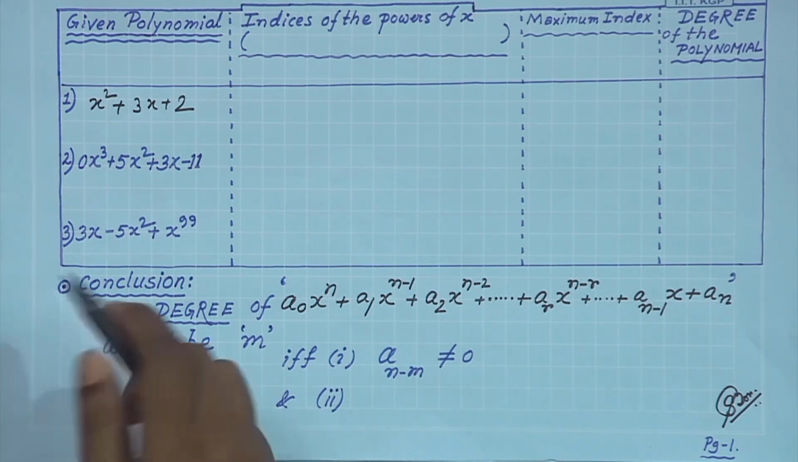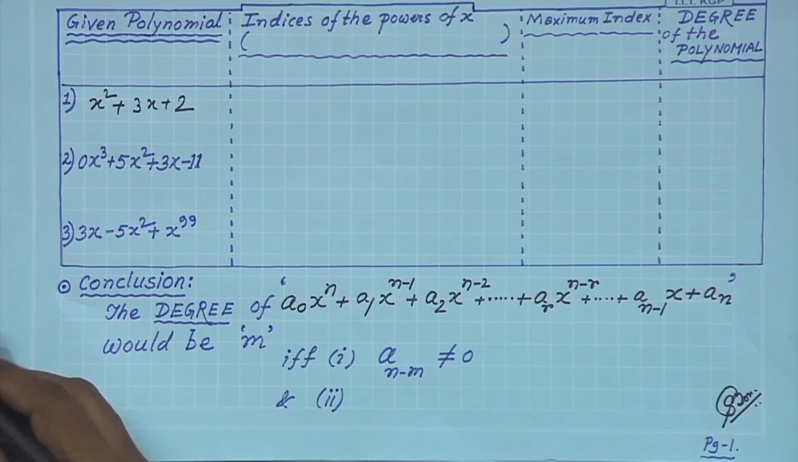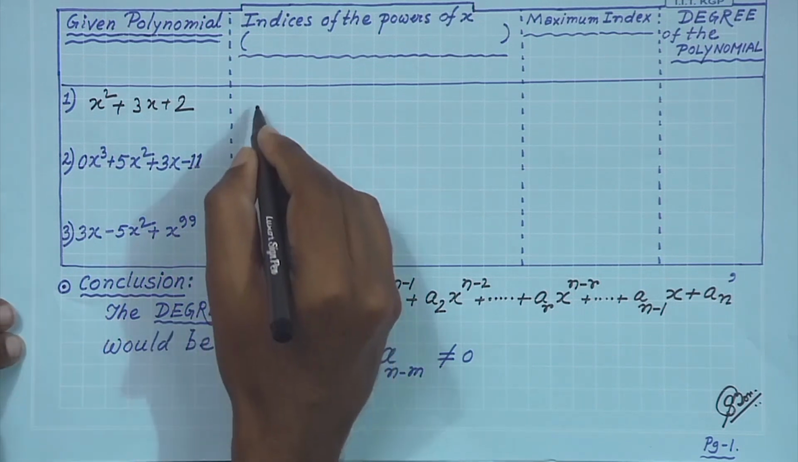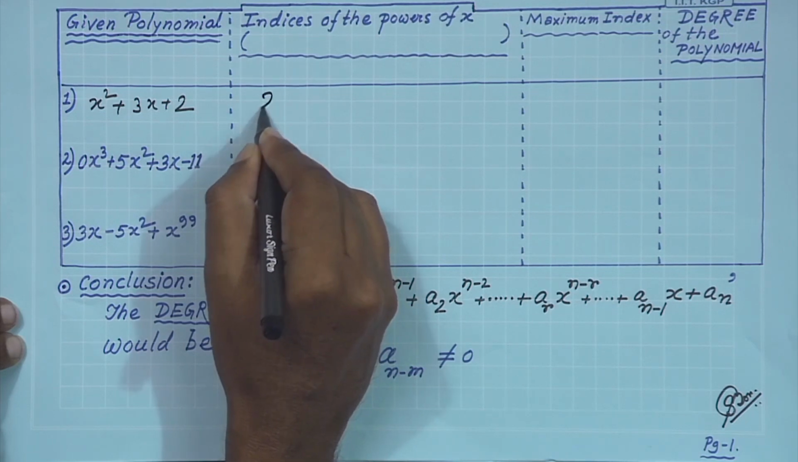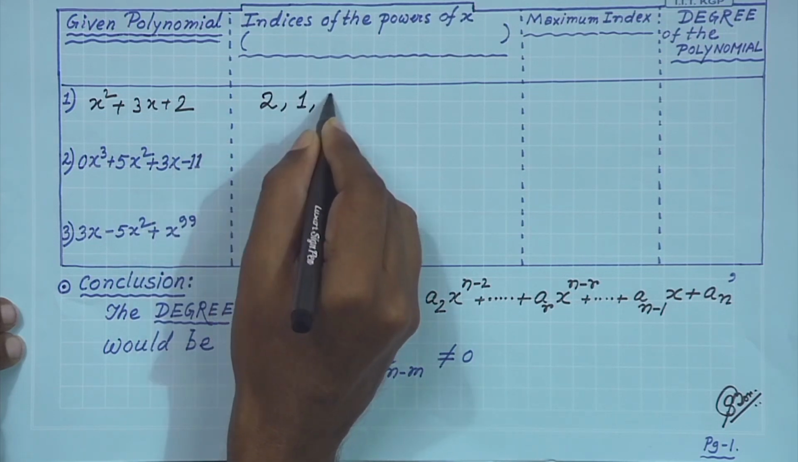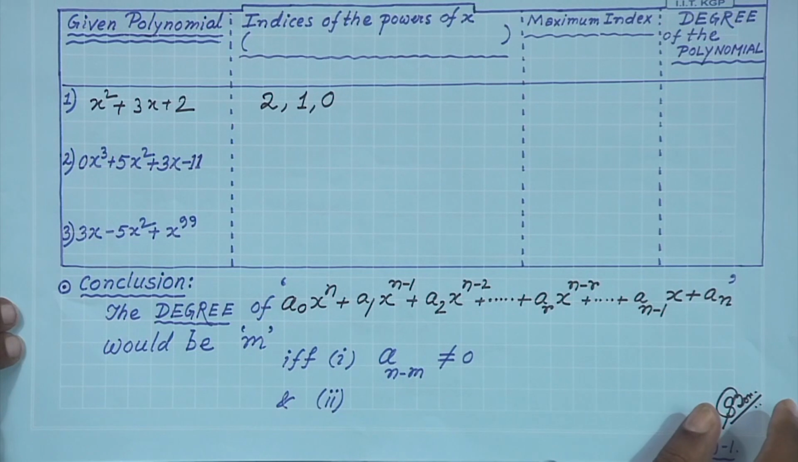Let us see. For this polynomial x square plus 3x plus 2, what are the indices of the powers of x taken in order? Please supply me the indices. So 2, 1 and 0 for the 3 terms. Observing this set of values, tell me what is the maximum of these 3 numbers?